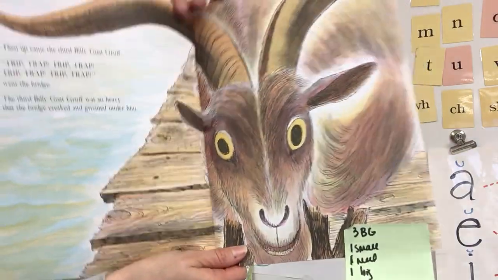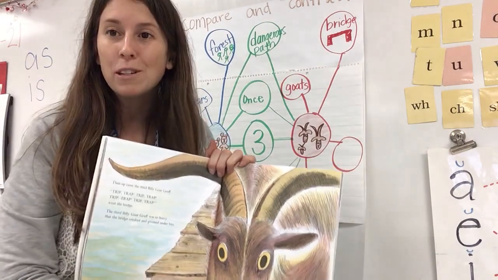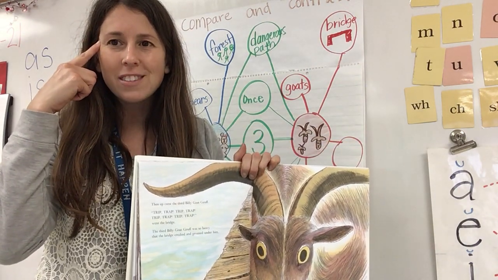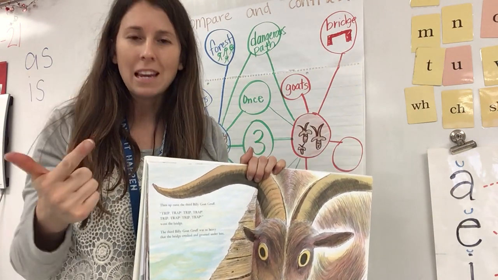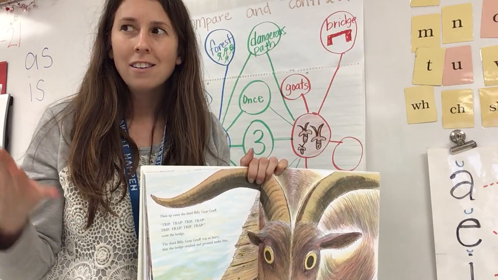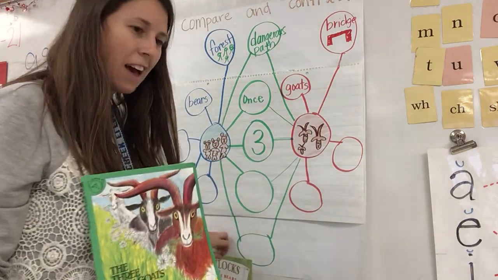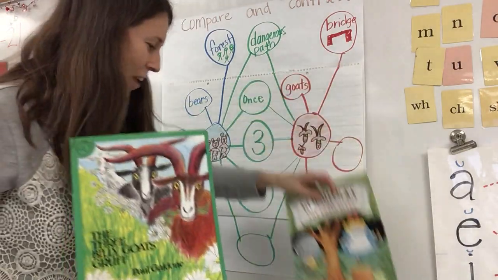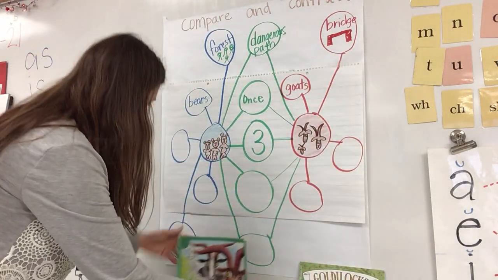Oh my goodness, I noticed another similarity between the two stories. Think about the sizes of the goats. Small, medium, and large. Did Goldilocks and the Three Bears have anything that was small, medium, and large? Yes. Okay, let's put that on our thinking map.